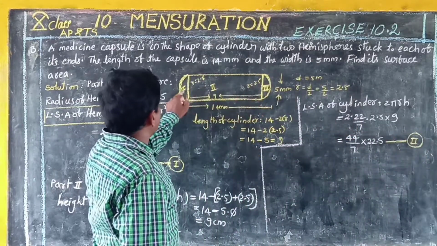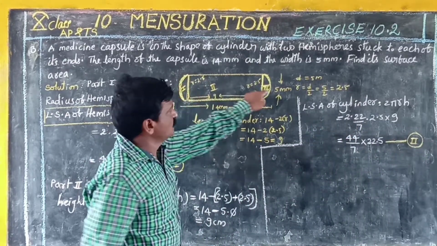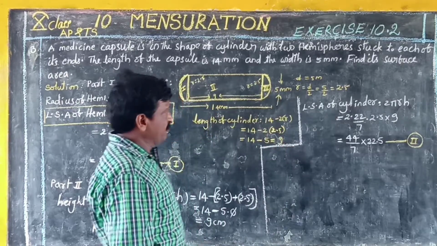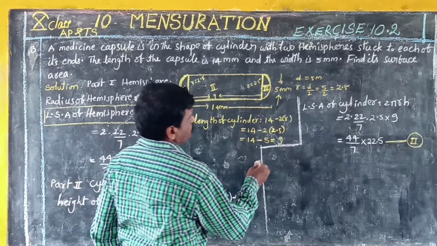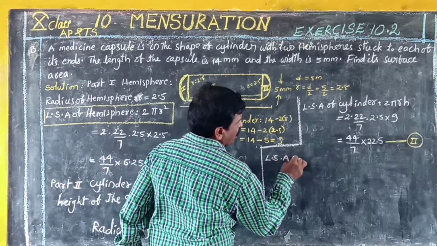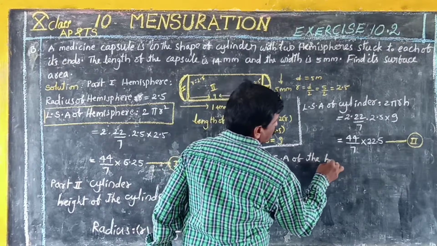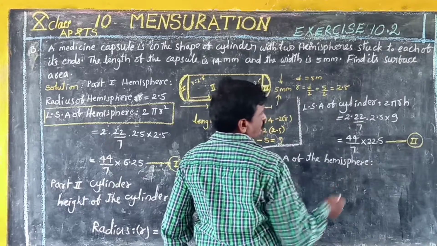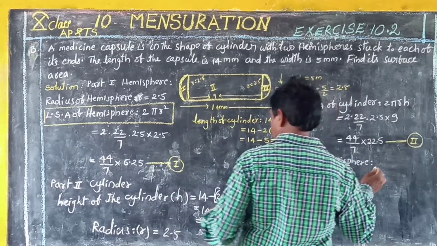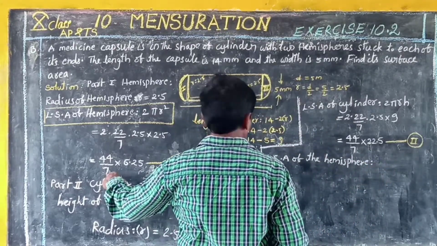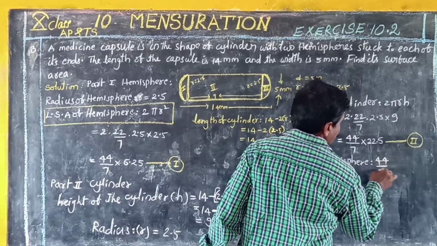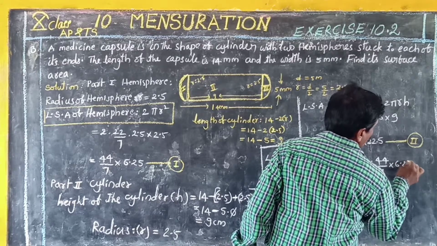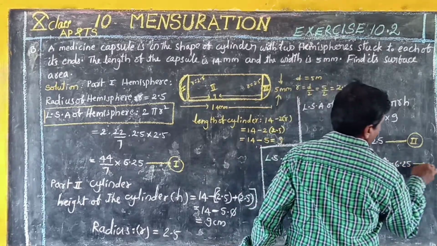So part 3 is the same as part 1. The lateral surface area of the hemisphere is the same as part 1. Part 1 is equal to 44 by 7 into 6.25. This is part 3.